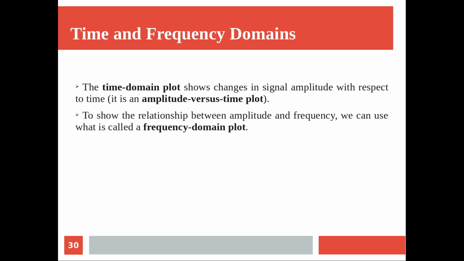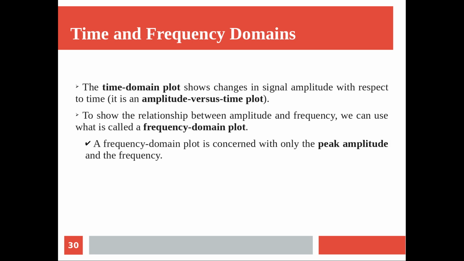Now we have another plot called frequency domain plot. To show the relationship between the amplitude and frequency, we can use what is called a frequency domain plot. So here on the x-axis there will be frequency instead of time. A frequency domain plot is concerned with only the peak amplitude and the frequency. And that you have to remember: when it comes to a time domain plot, we are representing all amplitudes against the time, but here we will represent only the peak amplitude, the maximum value, as a function of the frequency. For a particular frequency, what is the maximum amplitude achieved, and changes in the amplitude during a particular period are not shown, and that is what you can see in a time domain plot.